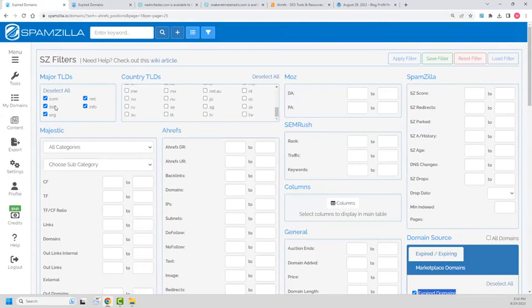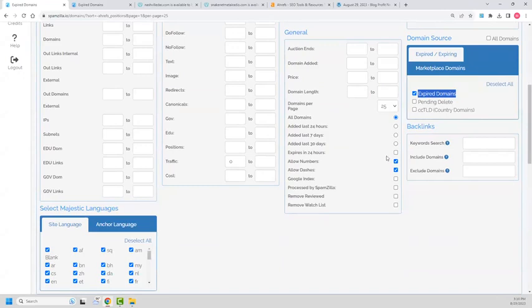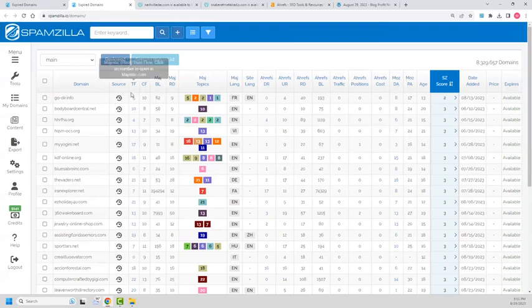.net, info, com, biz, org, none of these other ones. And then I'm just doing allow numbers, allow dashes, expired only. So these are all available, obviously within reason, because someone can buy them and it might be taken. It's not 100% accurate, but it's pretty darn close.